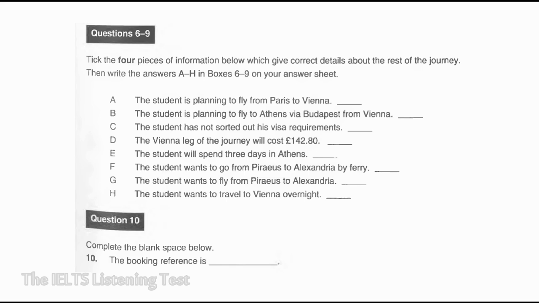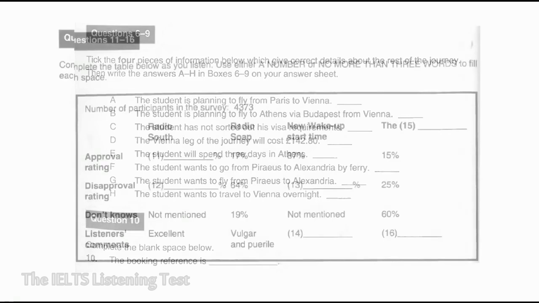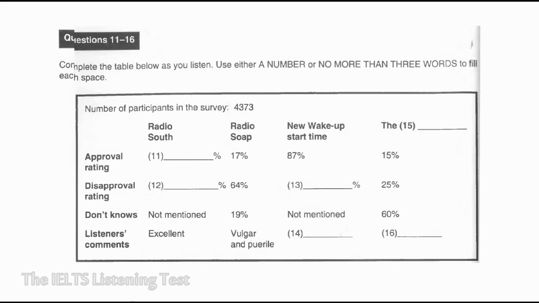That is the end of section one. You now have half a minute to check your answers. Section two. You are going to hear a radio broadcast called Postbag. First, look at questions 11 to 16. For questions 11 to 16, complete the blank spaces in the table as you listen.